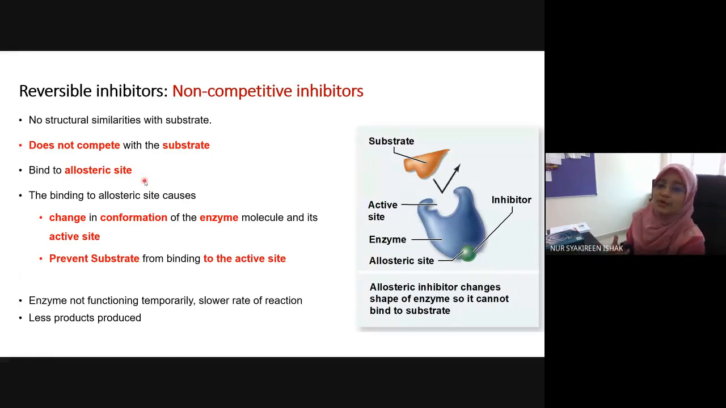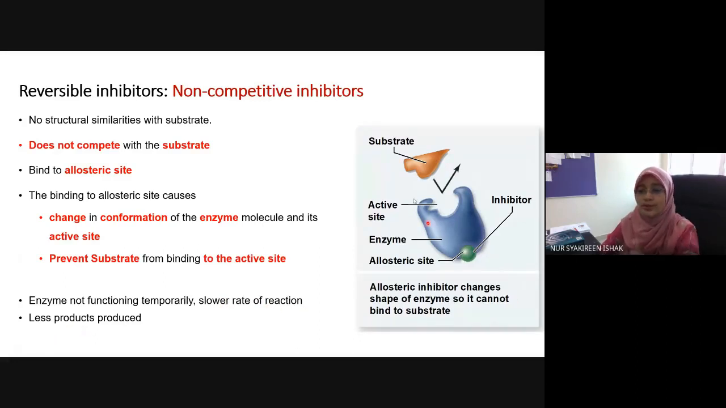So what is the effect of the binding of the inhibitors? It will cause the enzyme to change shape, a change in the conformation of the enzyme. And when the enzyme changes shape, obviously it affects the shape of the active site. So the active site also changes shape, and when the active site changes shape, this will prevent the substrate from binding to the active site. And therefore, no reaction can occur. So the enzyme is not functioning temporarily, slowing down the rate of reaction and producing less product.